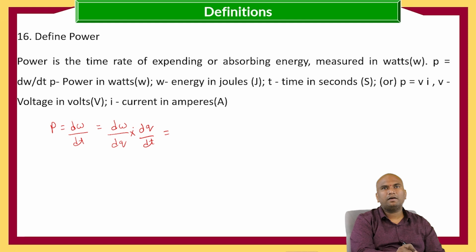So here dW by dq is nothing but energy per unit charge, which is voltage. Charge per second is nothing but current. So power is equal to VI.